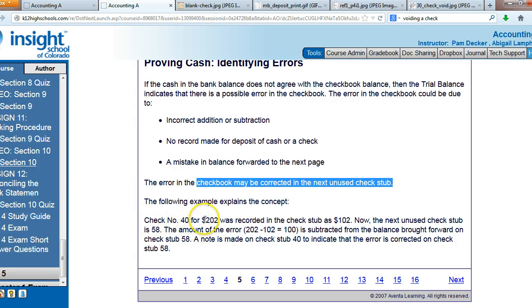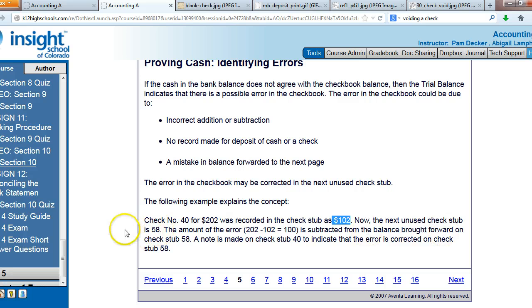Say we have check number 40 for $202, and it was accidentally recorded in the check stub as $102. The next unused check stub is 58. So this happened on check number 40, and we realized it a little later. Now we're on check stub 58, and so we record the correction for that transaction. We would look at 202 minus 102. That means we have a $100 difference there. And so then that adjustment is made and the balance is brought forward onto this new check stub. Okay, so that updates our balance to what it should be. Then we need to go back to check stub number 40 and indicate that the error has been corrected on check stub number 58.